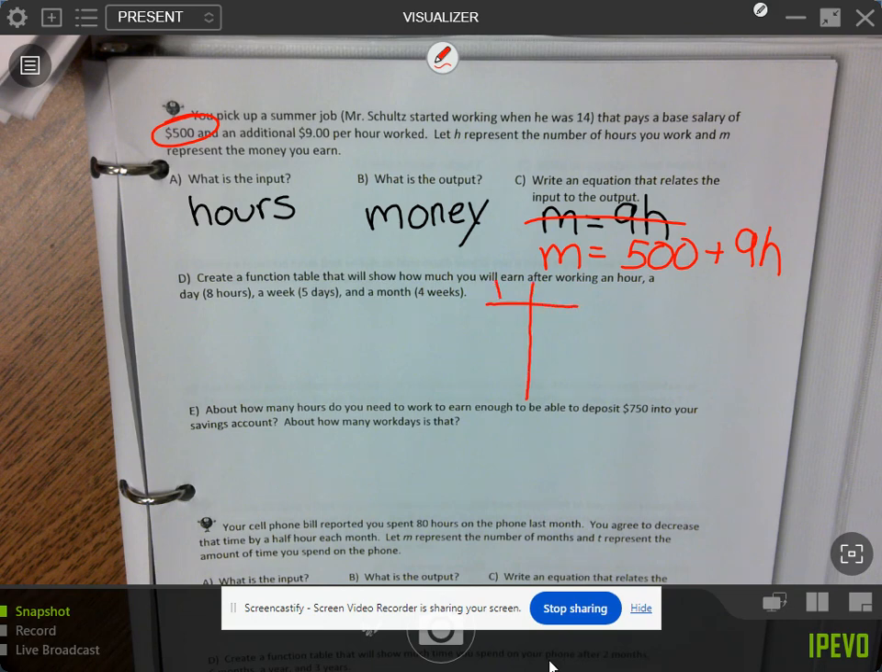I've got my hours and my money. My input is my H. My output is my M. What is my first input? Grace? 1 hour. Working an hour, 1 hour. If I work 1 hour, how much money do I get? Damien? $9 or $509. $509.